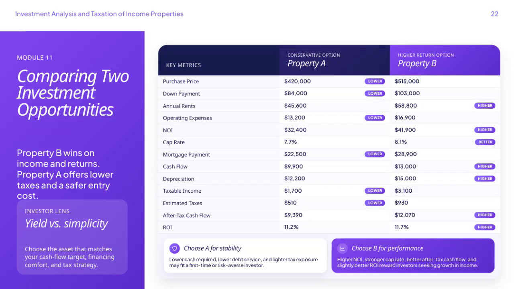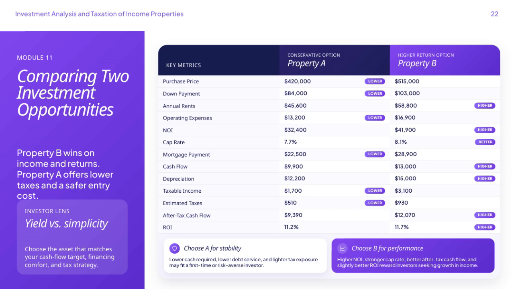Here we have a comparison of two investment opportunities, Property A and Property B. Property B clearly wins when it comes to income and returns, offering higher annual rents, net operating income, and cash flow. It also has a better cap rate and a stronger overall return on investment. On the other hand, Property A stands out for its lower purchase price, smaller down payment, and lower mortgage payments, which make it a simpler and less risky entry point.